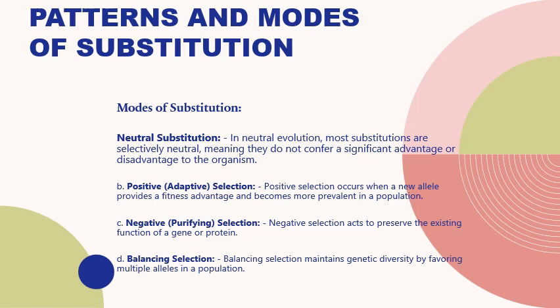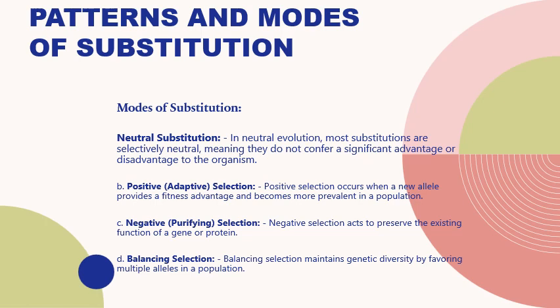We can also talk about balancing selection. Balancing selection maintains genetic diversity by favoring multiple alleles in a population. This can lead to increased polymorphism and a higher rate of non-synonymous substitutions.